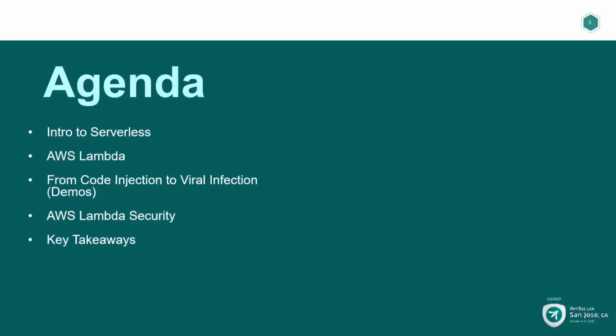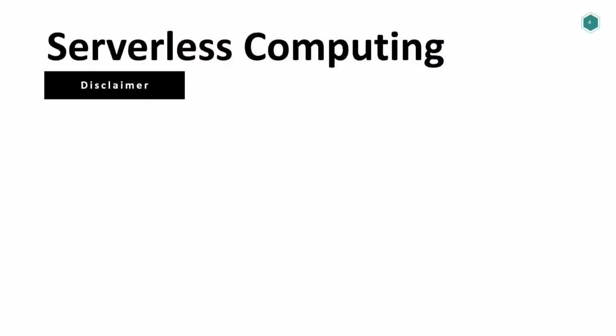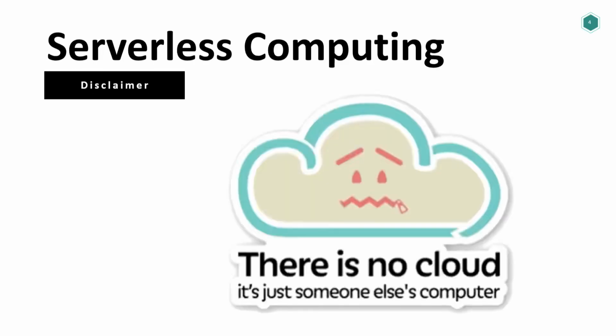With a specific focus on AWS Lambda of Amazon. Then we'll show some demos of what we did, moving from code injection to actual viral infection. We'll give a few more words about the AWS Lambda security, and then hopefully on time, we'll finish with some takeaways. So start by a legal thing. I understand it's illegal to talk about serverless now without at least showing this picture or a similar one, so here it is. Let's put it behind us and continue.